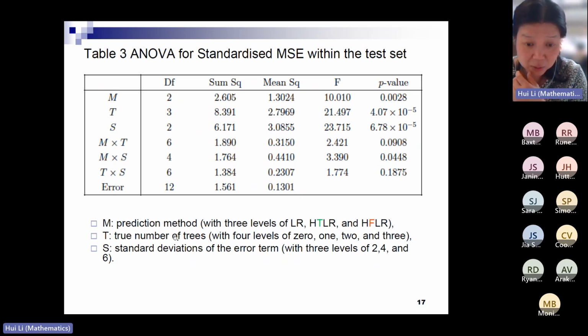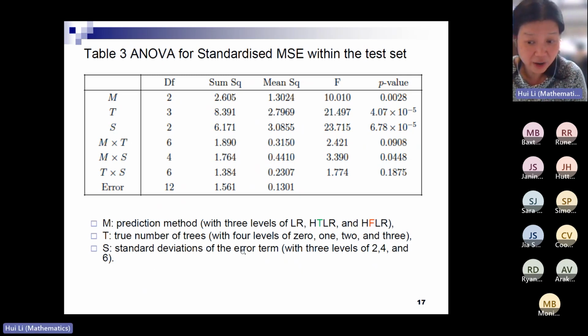And T stands for the true number of trees. So we start from 0, no trees, and 1, 2, or 3, which the algorithm from the hybrid forest model will tell us.